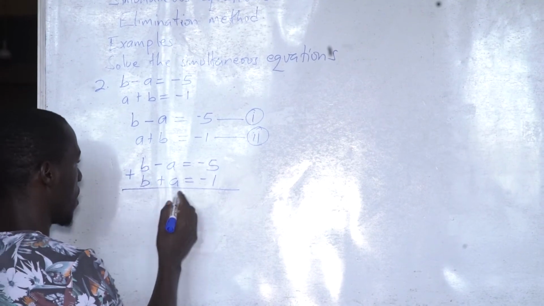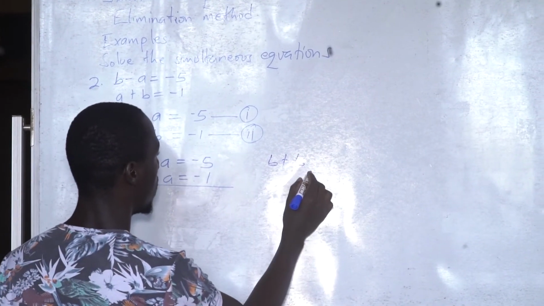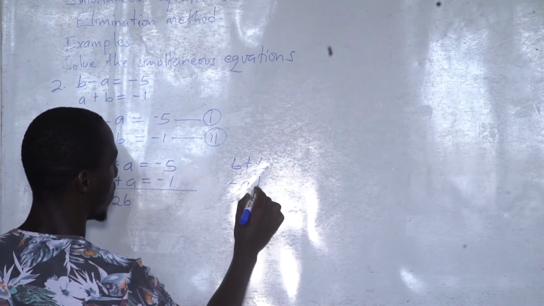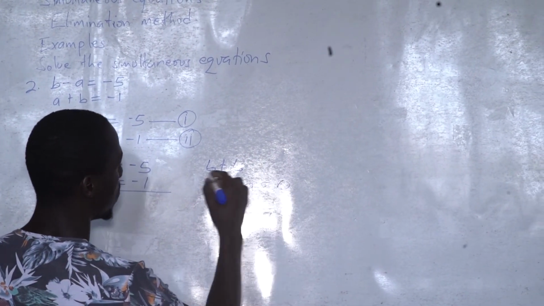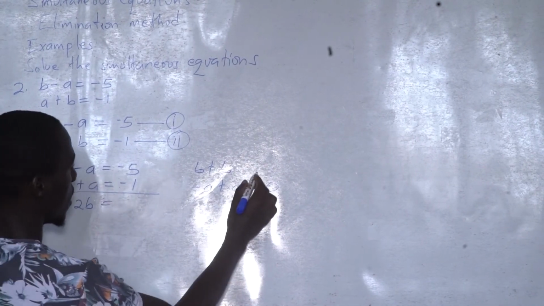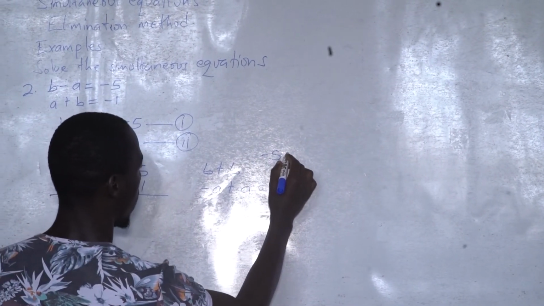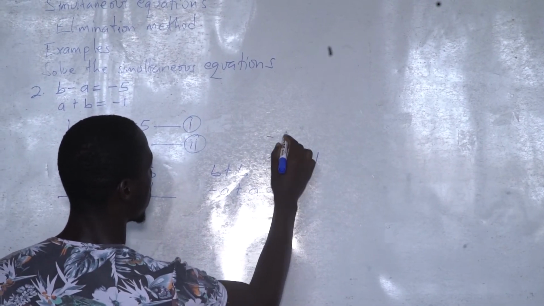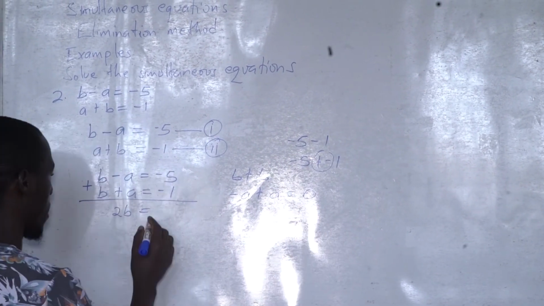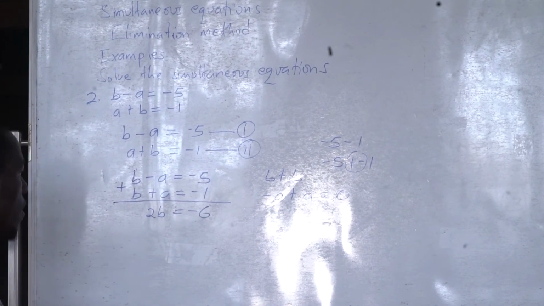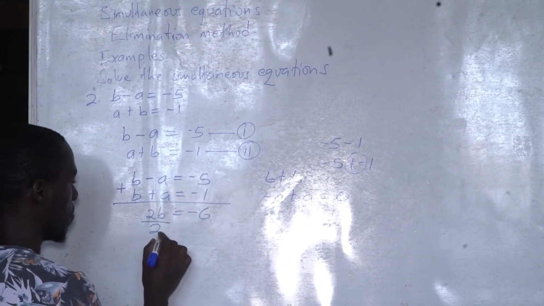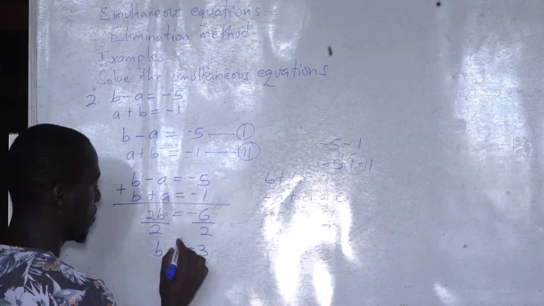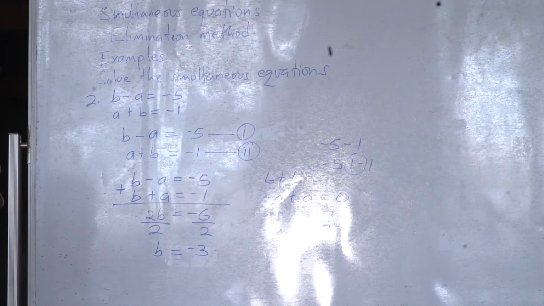So when I add, I'll be having b plus b, and that is 2b. Then minus a plus a, this one gives me a 0. Then the -5 plus -1, this one here gives us a minus, so I get the -6. Then I divide both sides by 2 to have my b as a negative 3.